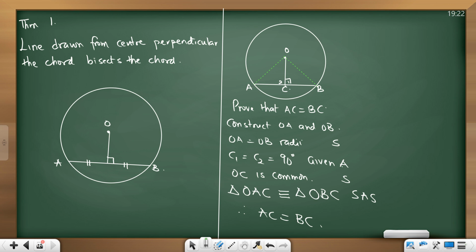A line drawn from center perpendicular to the chord will do what? Bisect. Do we know the converse? What is the converse? Also learn, by the way, they started asking for the converse, the proof of the converse. Yeah. It's now examinable.